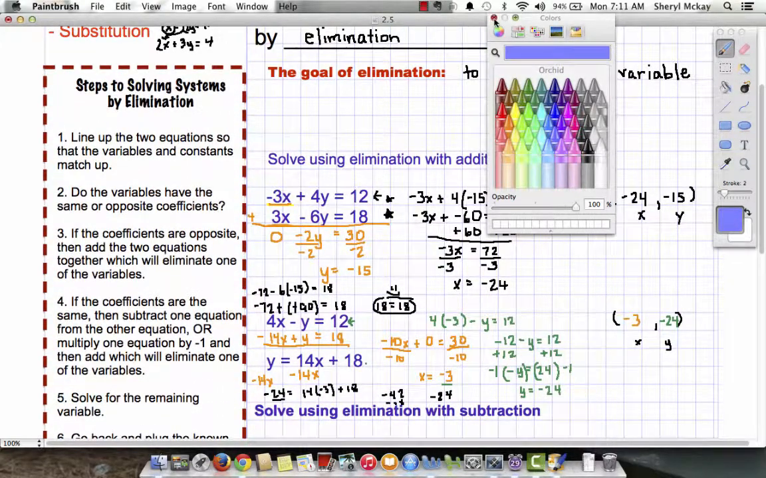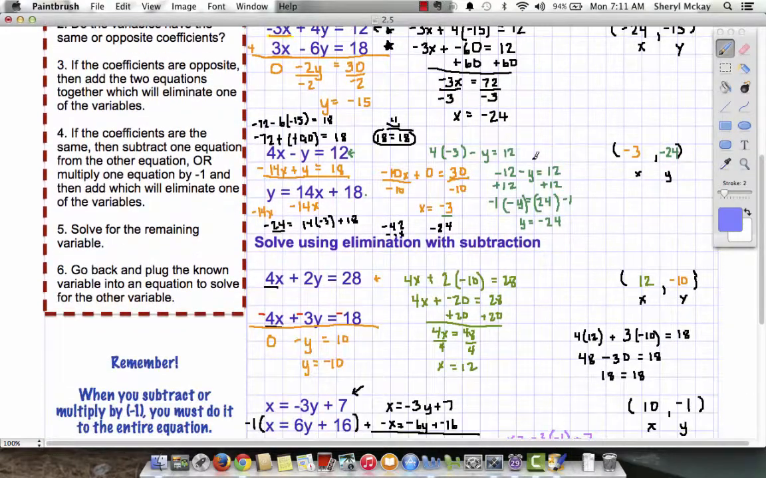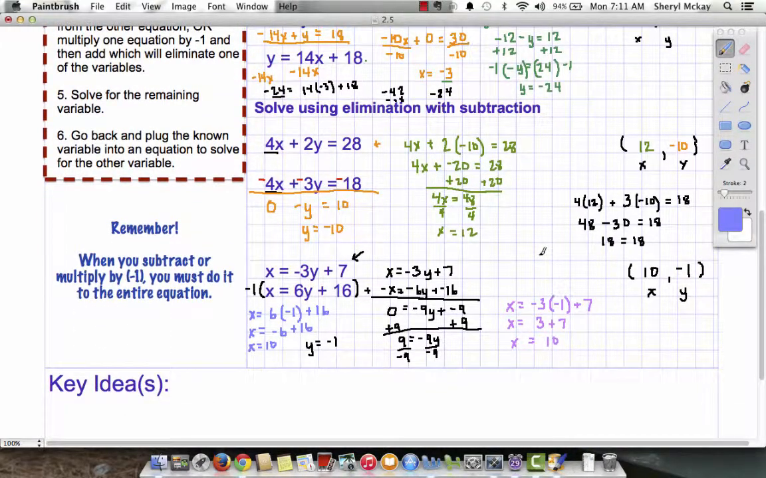Now, elimination, you're either adding or subtracting. And when you're subtracting, you might still be adding. You're just multiplying everything by -1. The key is that you have to remember to subtract or multiply by -1. You have to do it to the entire equation. You can't just do it to the variable that you're trying to eliminate. Whatever you do to one part of the equation, you have to do to everything. If you're multiplying by -1 and adding, you're multiplying everything by -1 and adding. Also, don't mix and match -1s and subtracting. You're either subtracting or you're multiplying by -1.